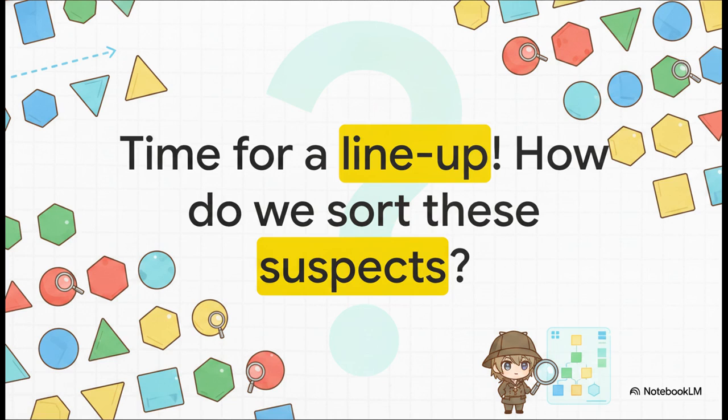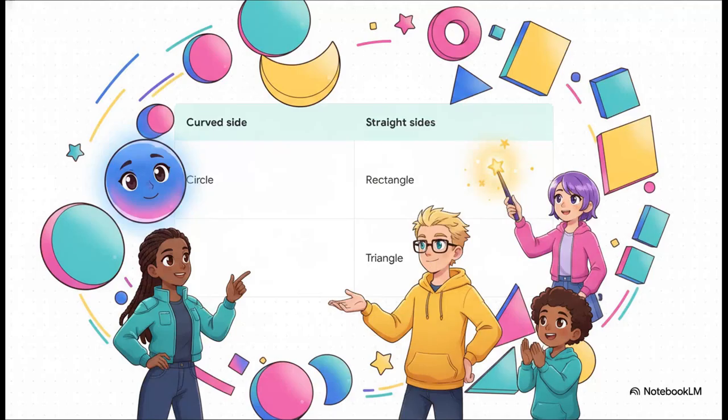A huge part of being a shape detective is being able to quickly organize the evidence. When you're faced with a whole jumble of shapes, triangles, circles, hexagons, rectangles, how do you even start making sense of them? We sort them based on the rules we just learned. The absolute easiest, most enjoyable way to start sorting is with a simple table. We have 2 columns here, curved side, and straight sides.